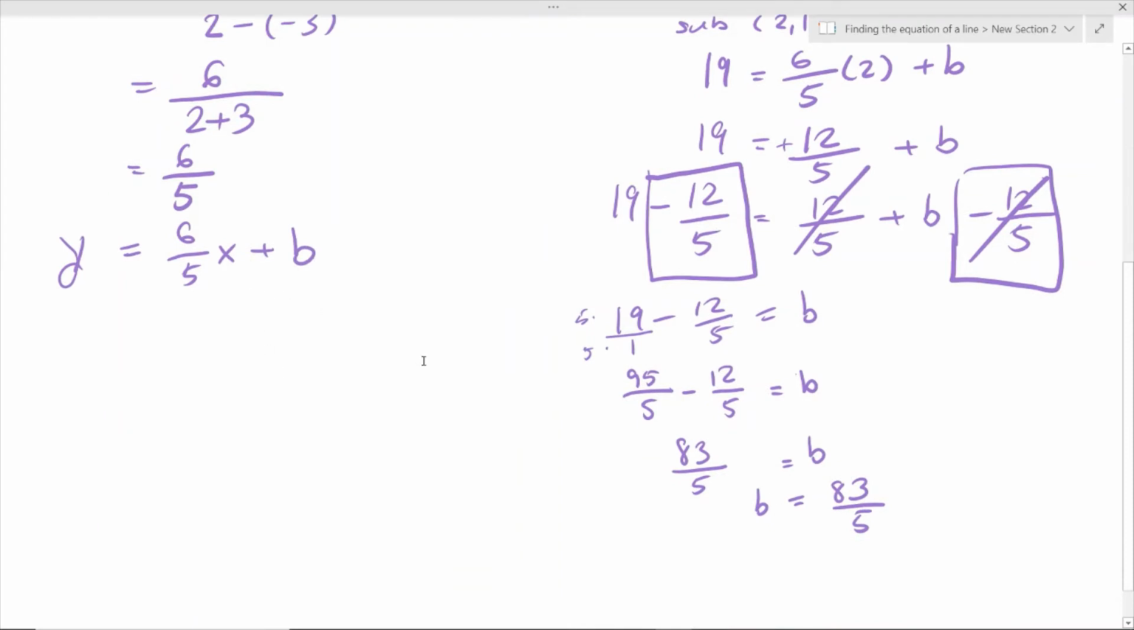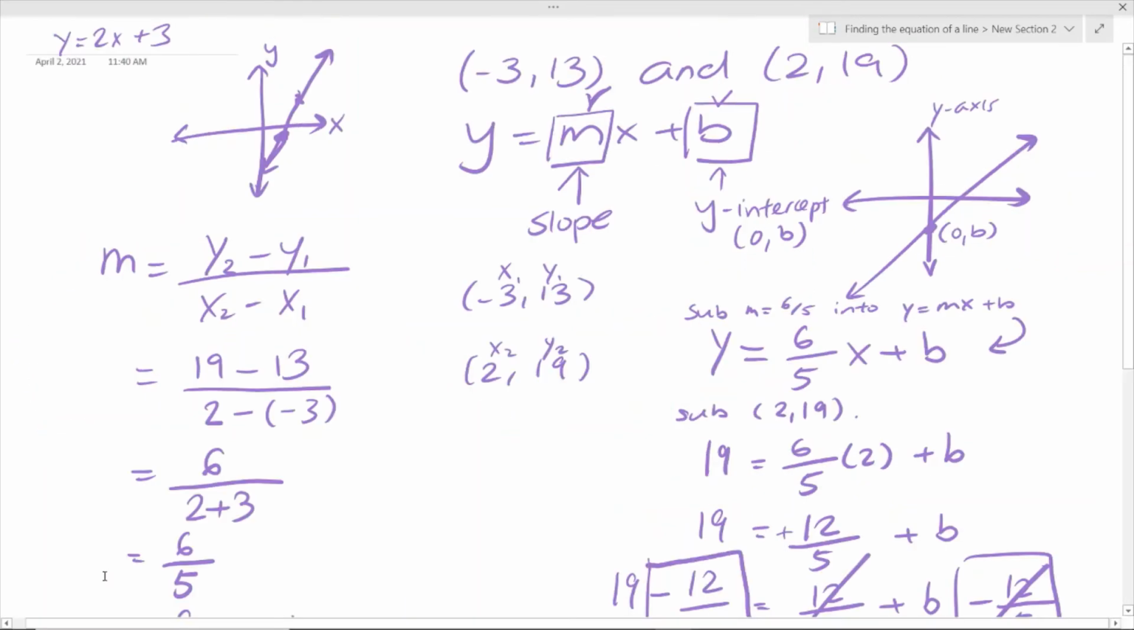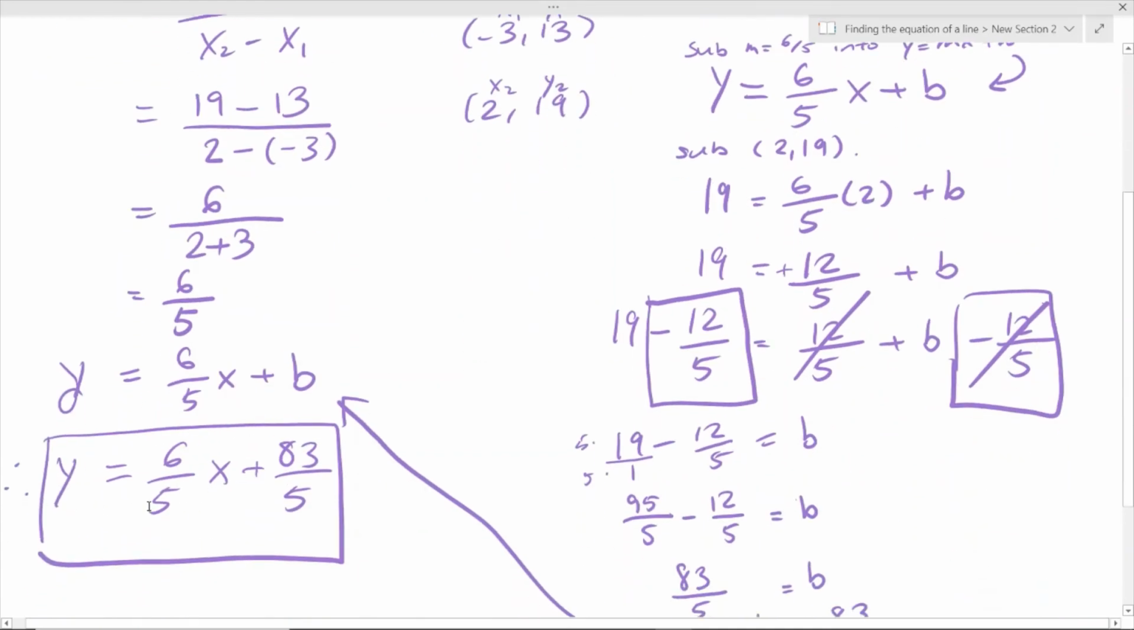So we're going to plug this b back in here. So we're going to basically replace b with the value we found here, which is 83 over 5, and we are going to get our equation of the line. So this is our final answer. So thus, the equation of the line that passes through these 2 points is y equals 6 over 5x plus 83 over 5.